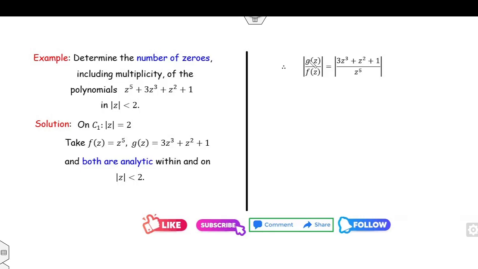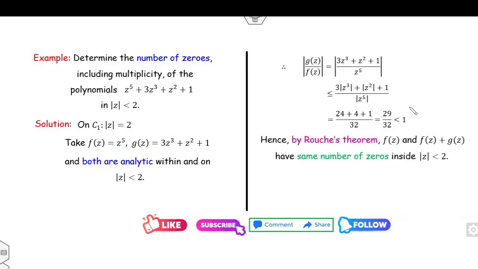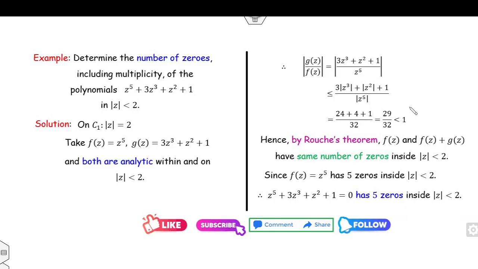I can start with the ratio, and you can see the ratio will be 29 divided by 32. By using the Rouche theorem, f of z has 5 zeros. Therefore, the given polynomial also has 5 zeros lying inside the circle of radius 2.